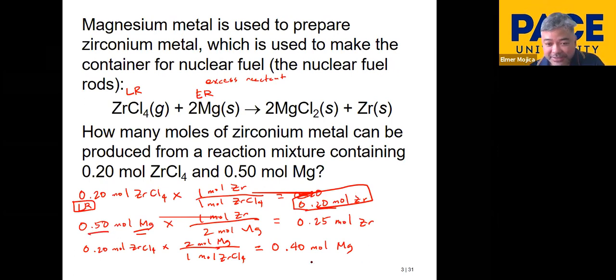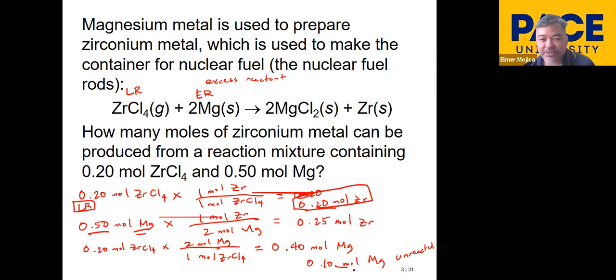So in this case, if 0.4 moles of my magnesium reacted with zirconium chloride, I have 0.1 mole of magnesium that remains unreacted. That's why it is excess. You have an excess of 0.1 mole of magnesium that didn't react. Okay? Analyze.